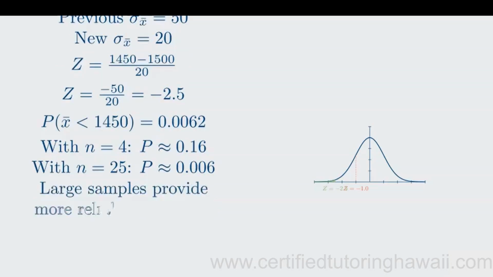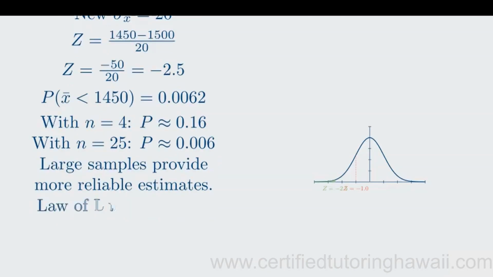As the sample size increases, the sample mean becomes much more likely to be close to the true population mean. Large samples provide more reliable estimates. This is the law of large numbers in action. The noise of individual variation cancels out as we average more and more observations together.